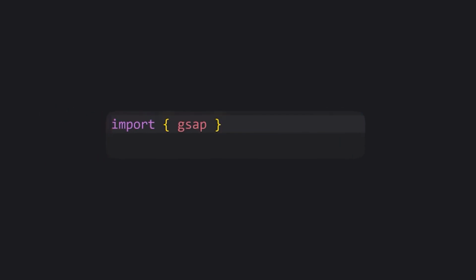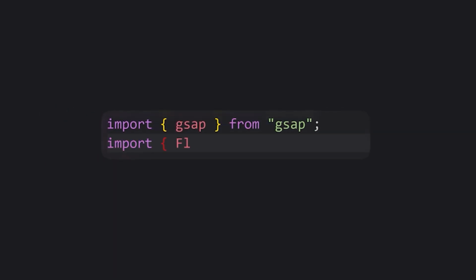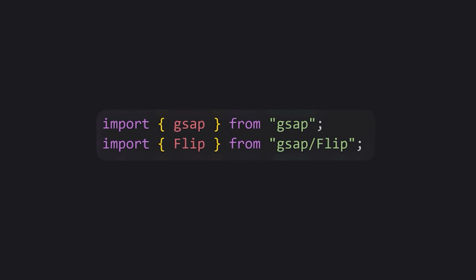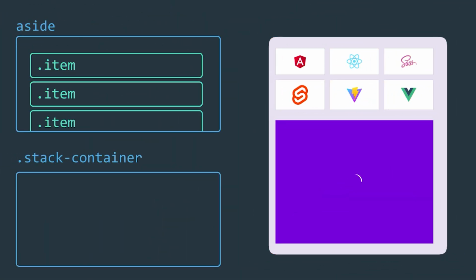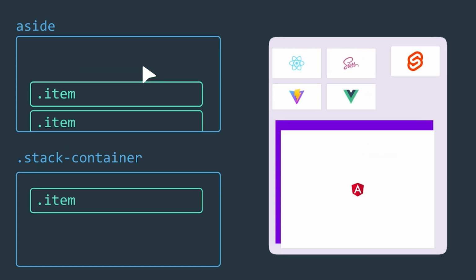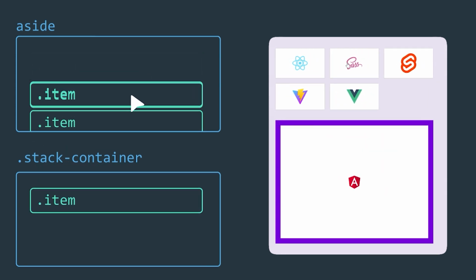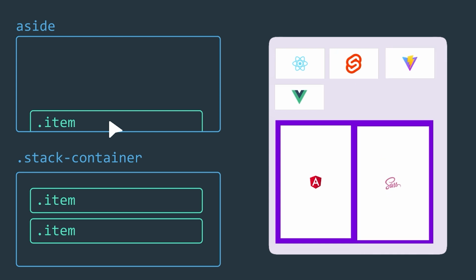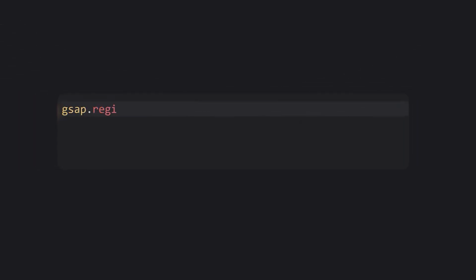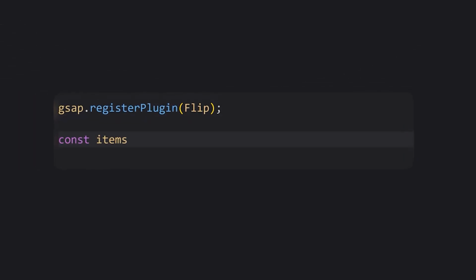For the JavaScript, we want to import both Greensock and the Flip plugin. Now the Flip plugin is very cool. In short, it will handle animations when the DOM is being changed. So when the item elements are being moved from the aside parent to the stack container, it will handle those animations for us. First, we want to register the Flip plugin.